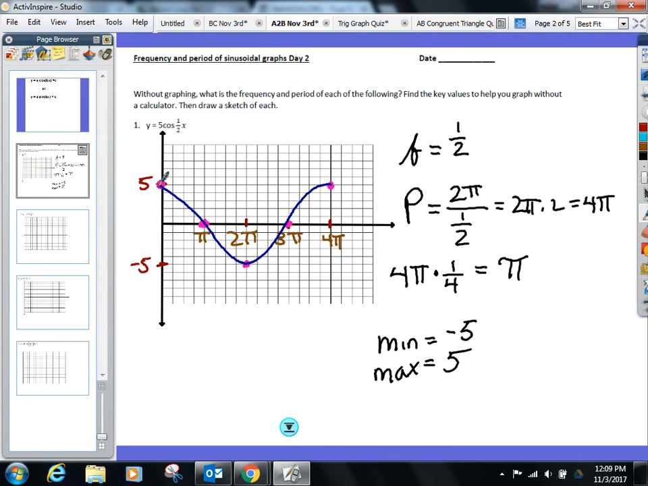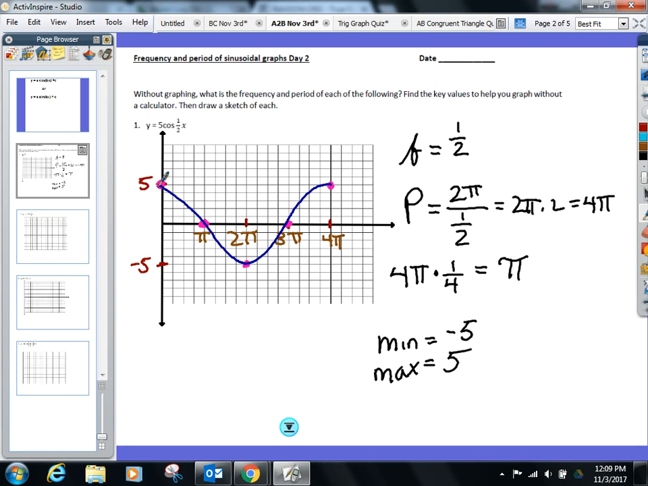That's an easy way to check if you plotted them correctly. Anybody having an issue with that? I want you guys to try to check here. We all good here? Okay, that's all good. You guys that are waiting for me, go ahead and try to find the frequency, period, minimum, maximum, and range of the next one.